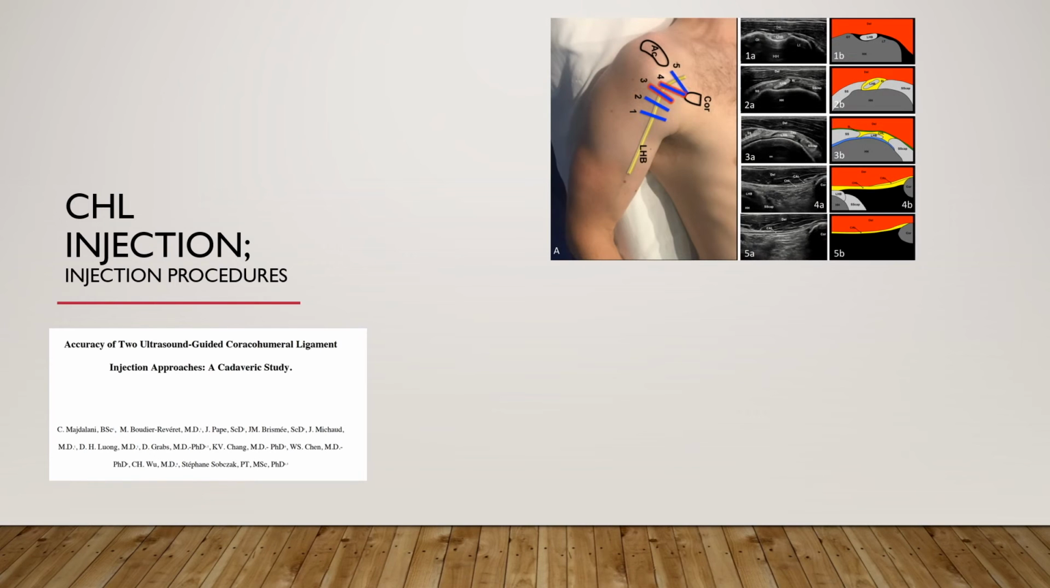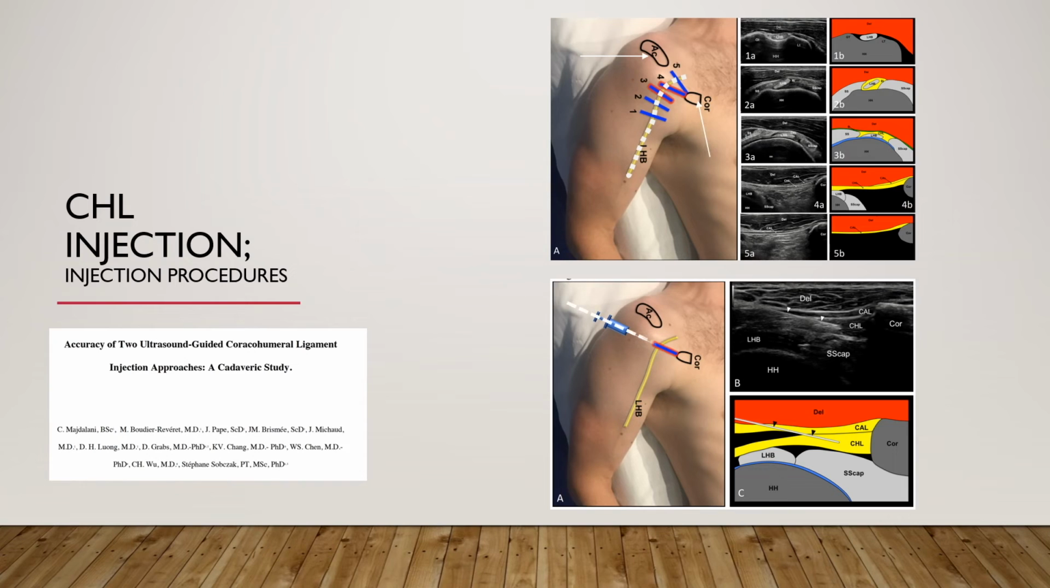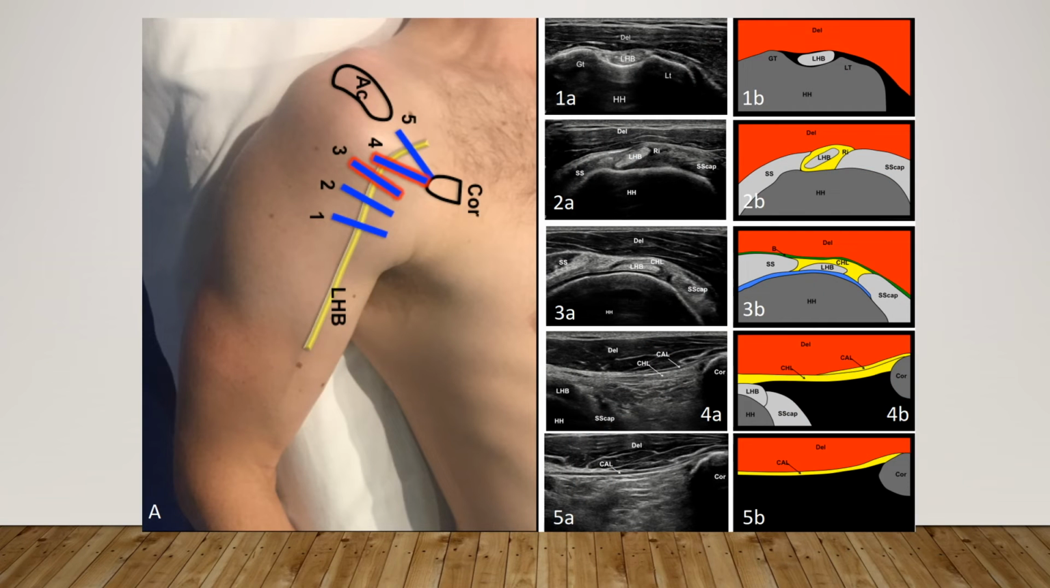The surface landmarks were drawn on the surface of the deltoid region: acromion, coracoid process, bicipital groove and biceps tendon, and the corresponding ultrasound image. My needle approaches the coracohumeral ligament from lateral to medial toward the upper edge of the coracoid process. Let's take a closer look at the correlated ultrasound image.